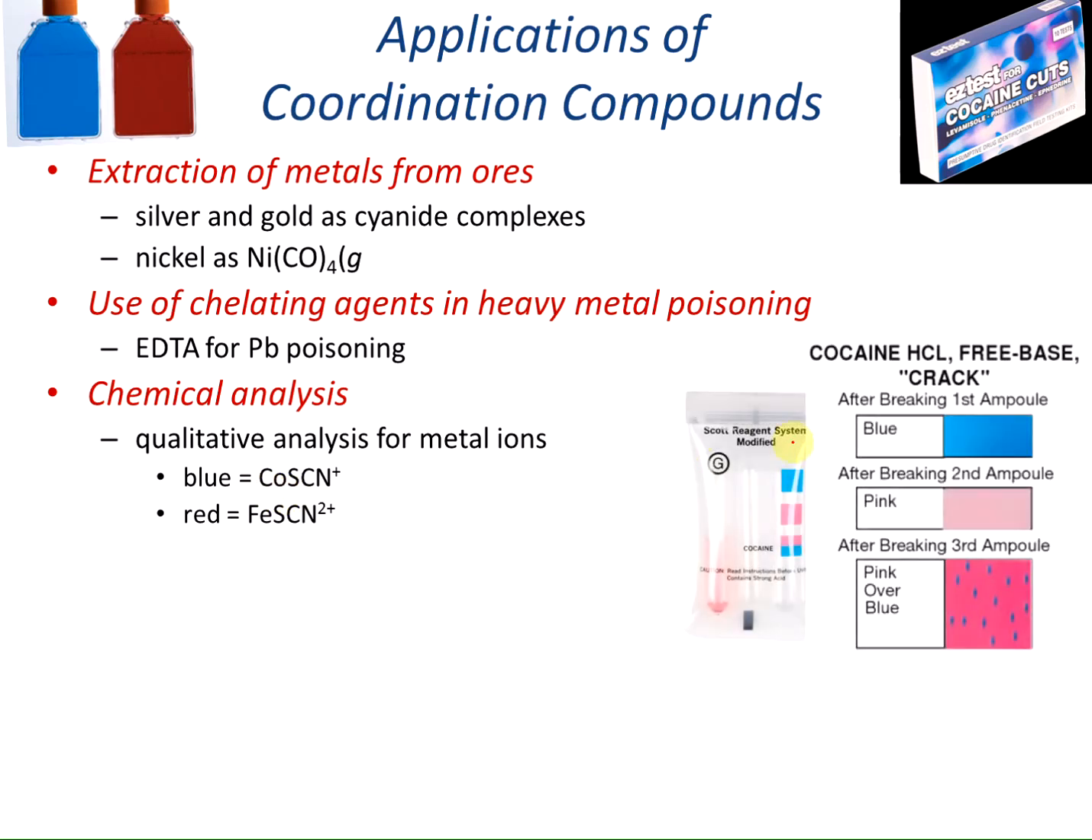So the Scott reagent test is a little packet that they actually sell to law enforcement. Inside they've got some vials of reagents. So basically a little Ziploc baggie that the officer puts what he thinks may be cocaine into. He seals it up and breaks the ampules. After breaking the first ampule, it'll turn blue. Then you break the second ampule and it turns pink. And then you break the third ampule, and if there's cocaine present, you'll actually see a blue solid precipitate out of a pink solution. So that's how you can do a quick field test for the presence of cocaine.